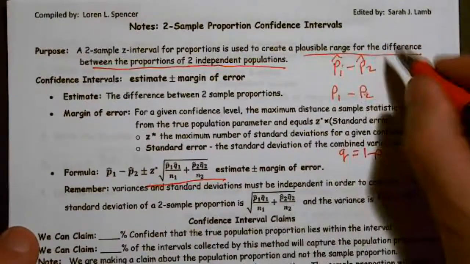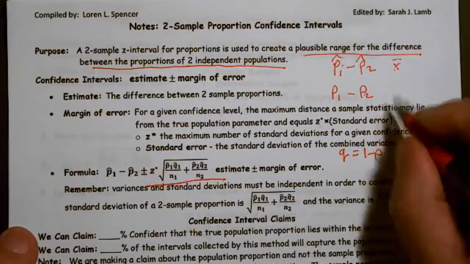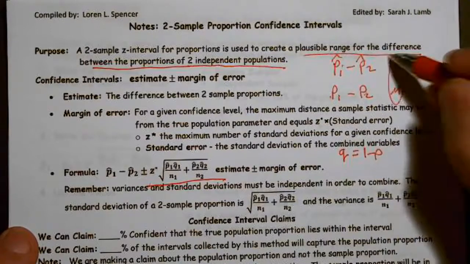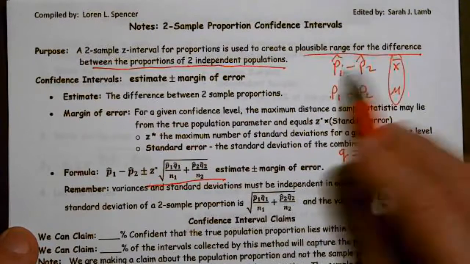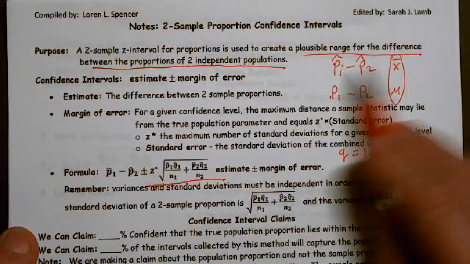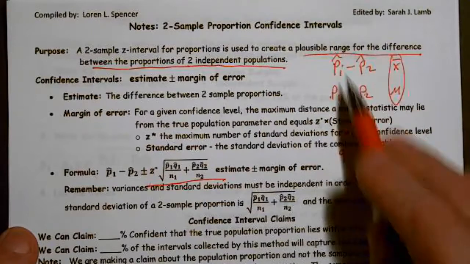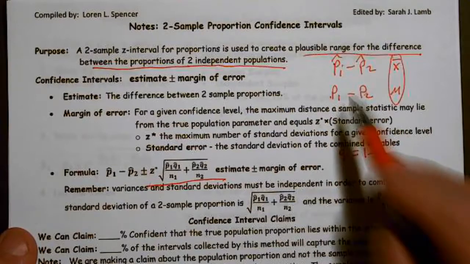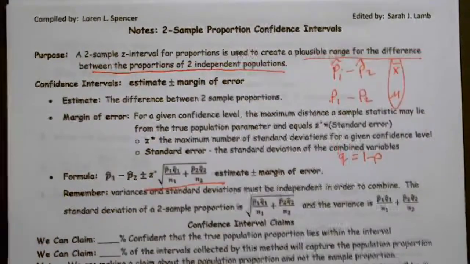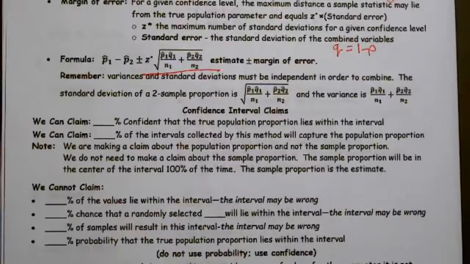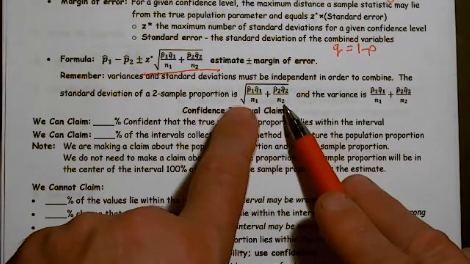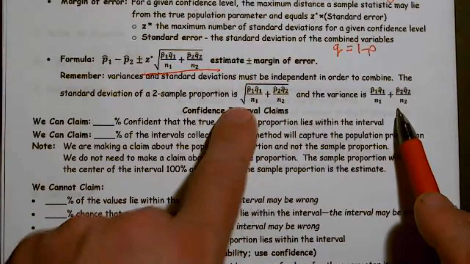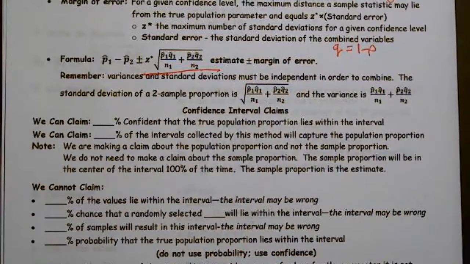P hat is equivalent to saying x bar, and P is equivalent to saying mu when we're talking about means. So these were our symbols for our means. This is our sample statistic. This is a sample statistic. This is a population parameter, and this is what we're trying to estimate. All right. Obviously, if I square this part, the standard error, I end up with the variance. All right. Not that exciting, etc.